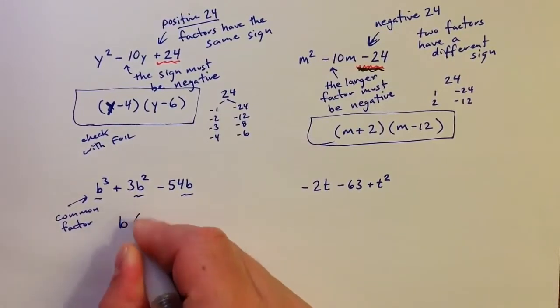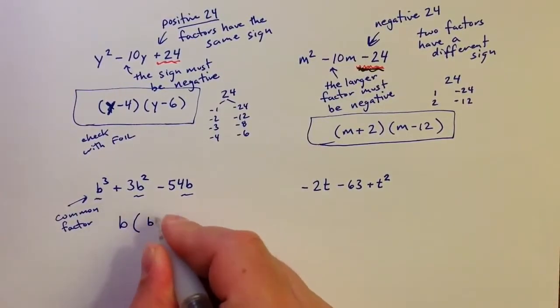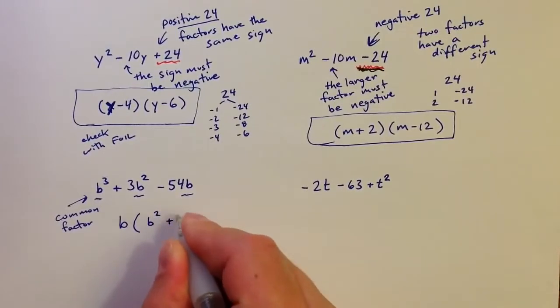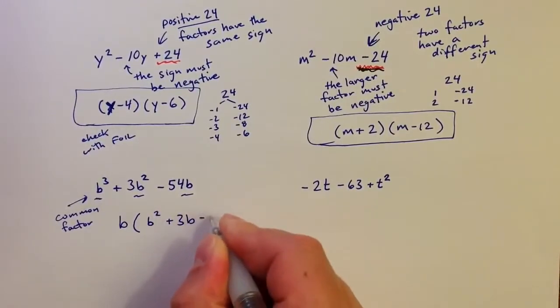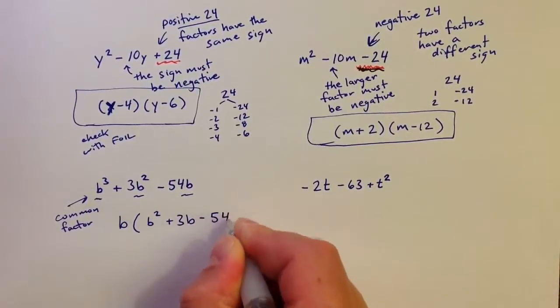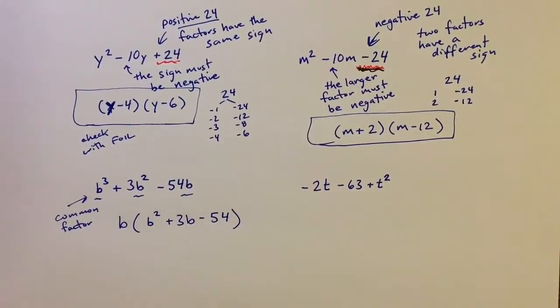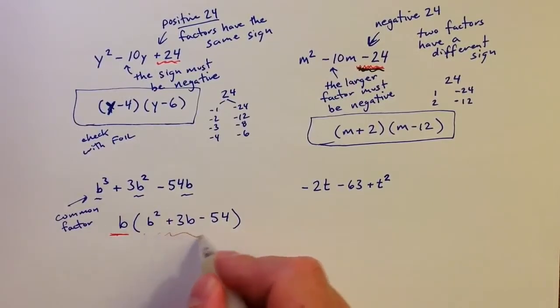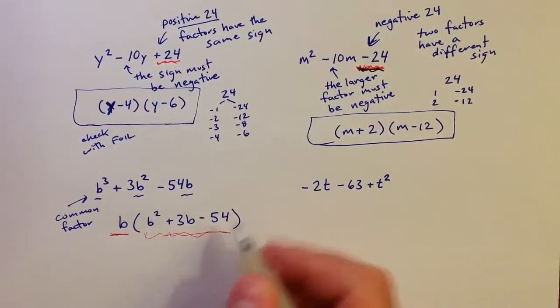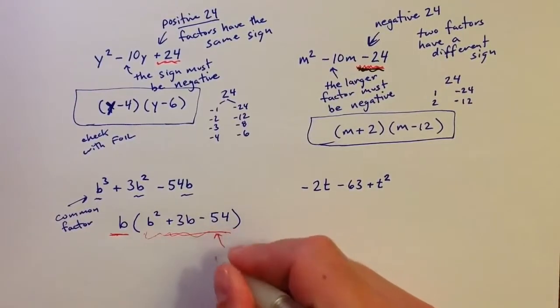So if I factor out a b from each of those terms, I'm left with b squared plus 3b minus 54. And so that b is going to be part of our final answer. I don't want to forget about it. But what I can do is now focus on just factoring what's left, in the parentheses. So I want to factor what's in the parentheses.